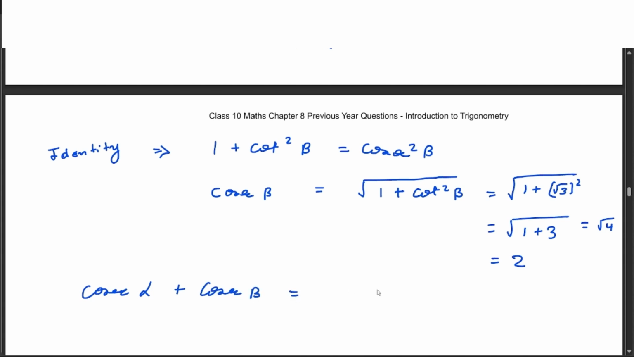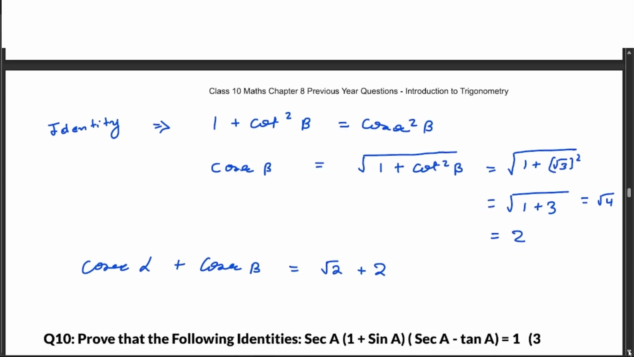Okay, so cosec alpha, you have got how much? Root 2. And cosec beta you will get how much? 2. So this is your value. Hope it's clear. Now coming to the next question.